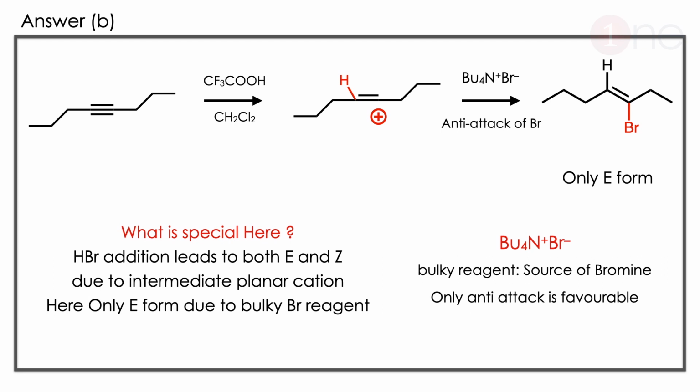Then you are using the bromide from the tetrabutyl ammonium ion. So the bromide attacks here. Here the attack is a trans attack, or you can say anti attack. The bromo alkene is formed. Why is this reaction simple given here? Because in normal HBr addition you always have E and Z products, but here due to the bulkiness of the reagent you have only the E form. So the E form is there.